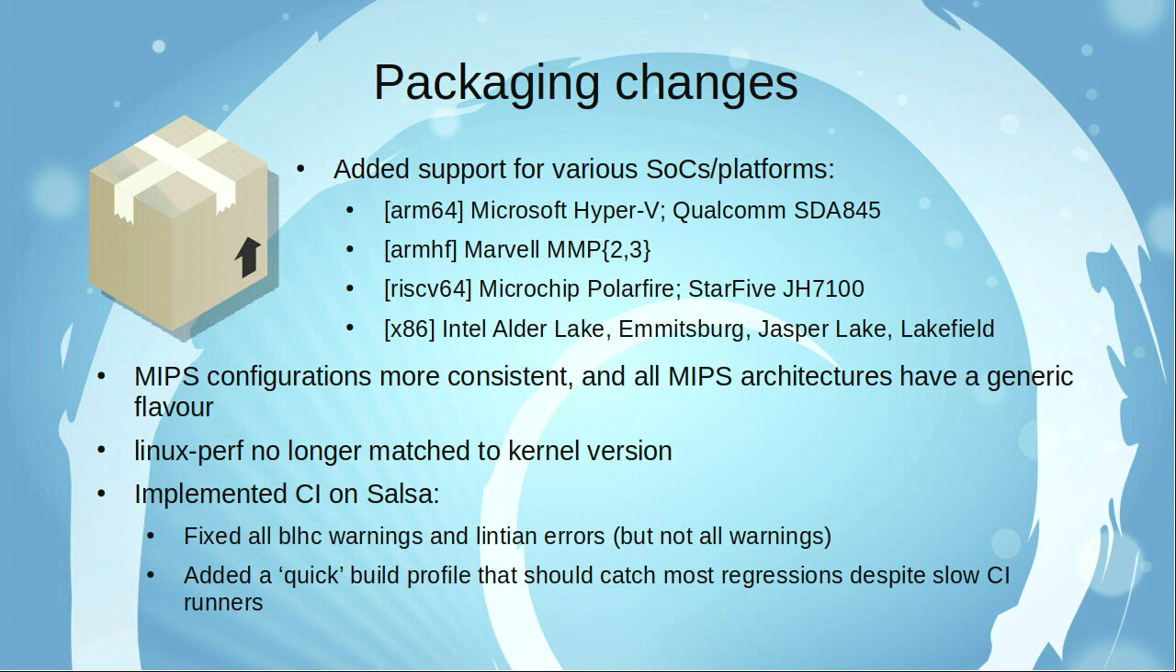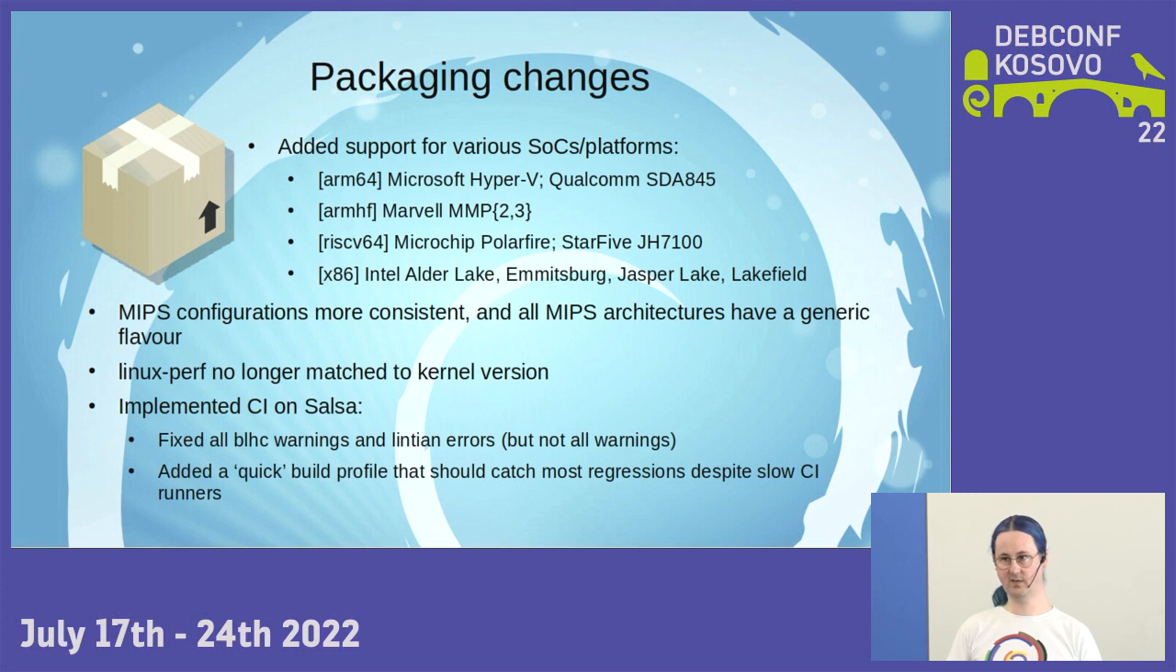And we've implemented continuous integration on Salsa. That required adding a quick build profile that is meant to cover most of the code, but will run in a not too terrible length of time, despite the CI runners on Salsa being a bit slow. Another benefit of that is if you have a fast build machine, you can now do that build in about 10 minutes. And in the process of that, I also fixed warnings from the build log hardening check and all the linting errors. There are still a few warnings left, though.